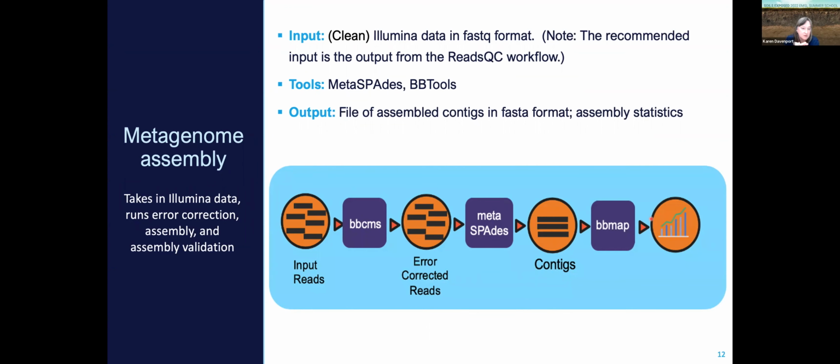Assembly. Assembly takes in preferably clean Illumina data in FASTQ format. The tools that we use here are MetaSPAdes and BBTools, and the output is a file of assembled contigs in FASTA format, which means that you have the nucleotide sequence of the contigs, but there aren't quality scores associated with each of the bases. And then you get some assembly statistics as well.